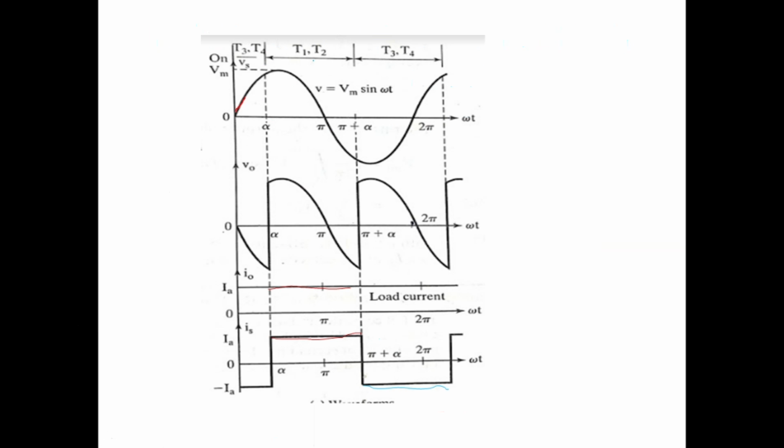T1 and T2 conduct in the positive half cycle. So T1 starts at alpha, it conducts till pi plus alpha. As soon as you fire T3 and T4, T1 and T2 will turn off automatically. That is called natural commutation. And T3, T4 start conducting. The load voltage, whatever we are delivering, looks like this. And this is my load current, this is my source current.